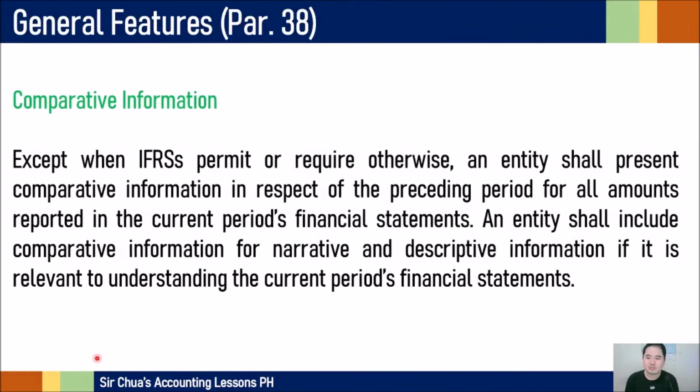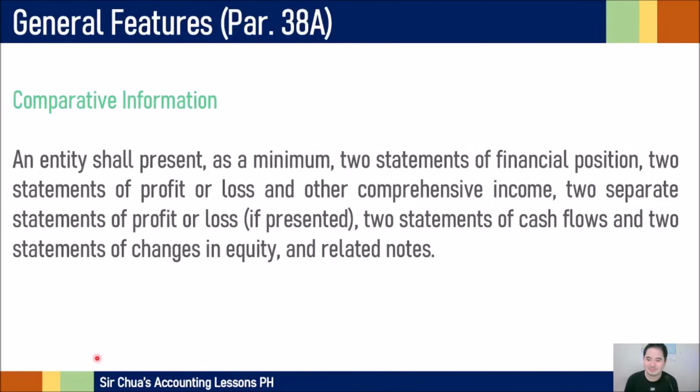And then last feature naman po natin is yung tinatawag natin comparative information. Ayun nga po, no? So, like what I've discussed earlier, the minimum requirement of the standard is to present comparative information. Dalawang balance sheet, dalawang income statement, dalawang capital statement, dalawang cash flow. At pati po lahat ng ating explanations and supporting calculations in your notes to FS, naka-comparative din po. 2-year presentation. Ito na. 2 balance sheets, 2 income statements, 2 cash flows, 2 changes in equity.